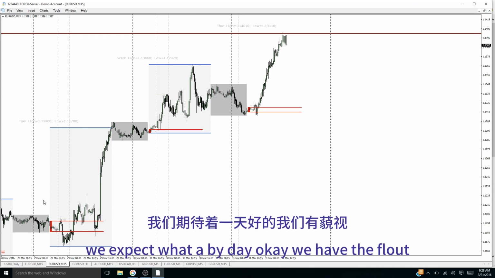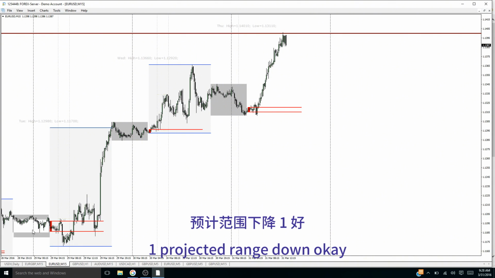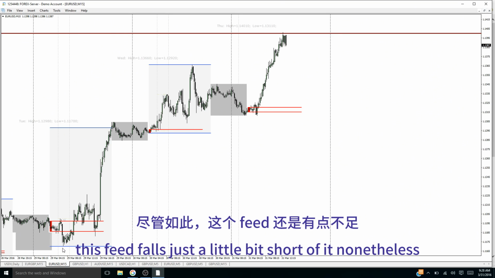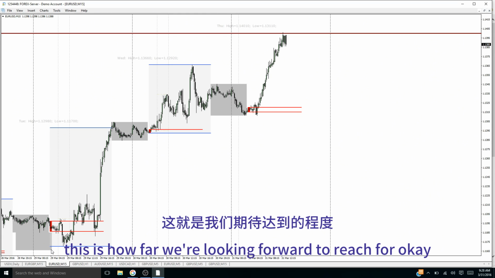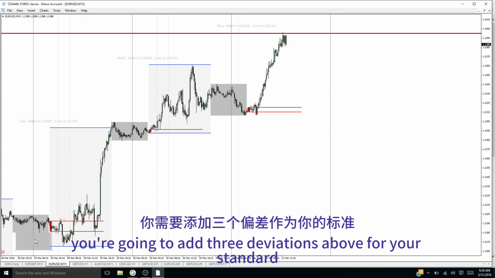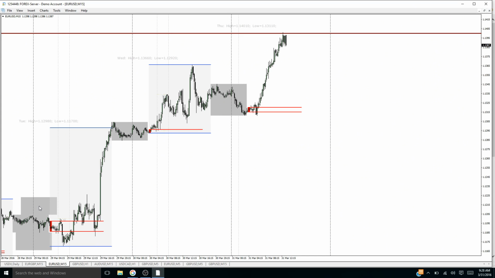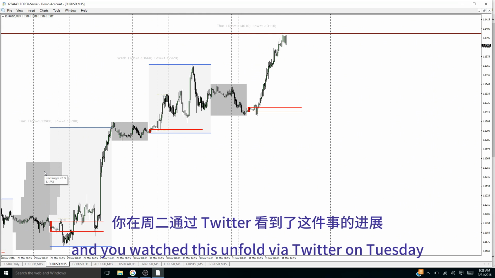On Tuesday, we expect what? A buy day. Okay, we have the one projected range down. This feed falls just a little bit short of it. Nonetheless, this is how far we're looking for it to reach for. You're going to add 3 deviations above for your standard buy template. And you watched this unfold via Twitter on Tuesday.